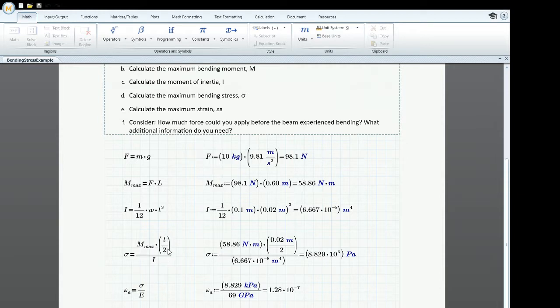Because we're on the outside of the beam, we use half the thickness, and the area moment of inertia is what we calculated for a rectangular cross-section of width W into the page and thickness T, which is the height from top to bottom. This comes out to 8.8 times 10 to the 6 Pascal. That's a megapascal. So you could change the prefix there for a convenient unit of pressure or stress.